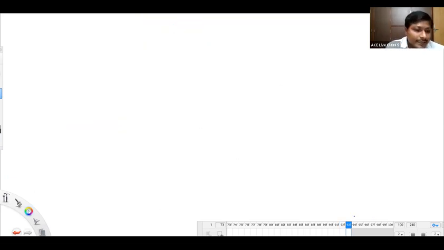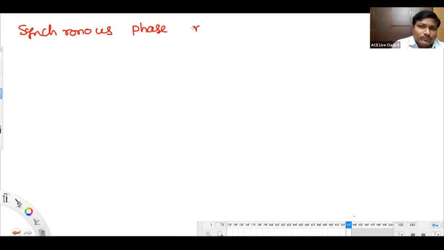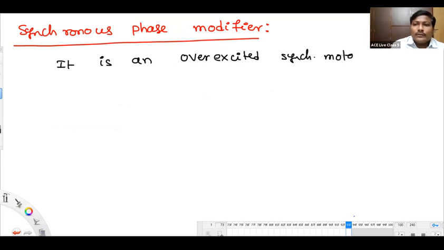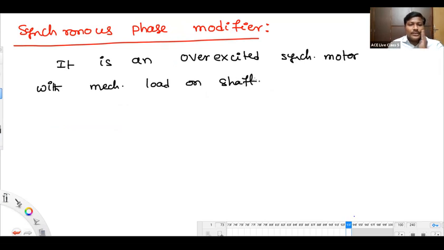Okay. So I can say the last equipment here, synchronous phase modifier, you can say phase advancer. So it is an overexcited synchronous motor with some mechanical load on the shaft. Okay.